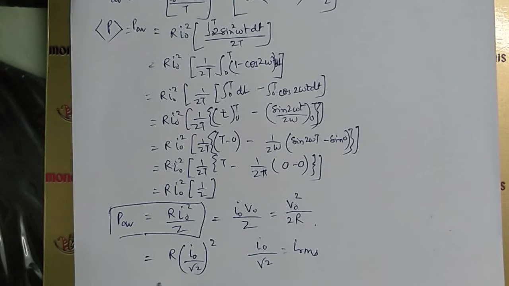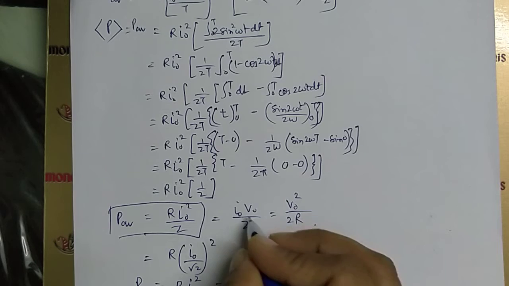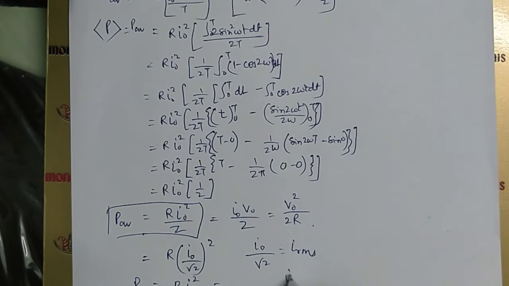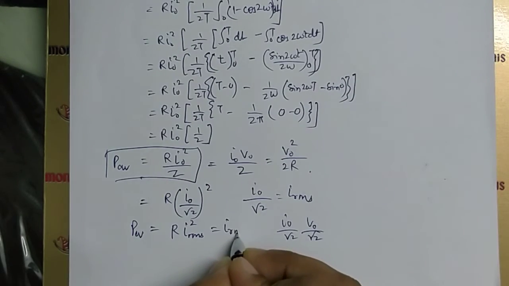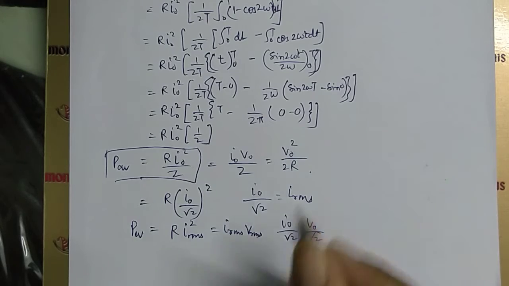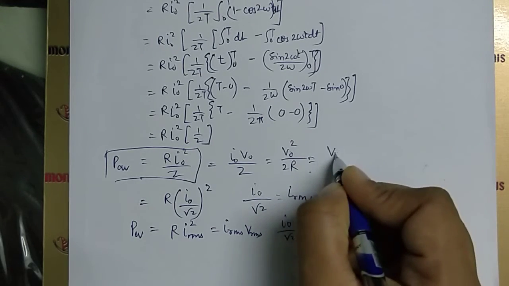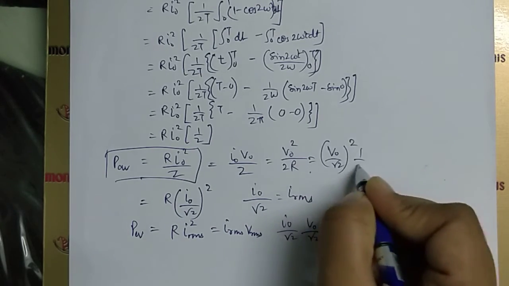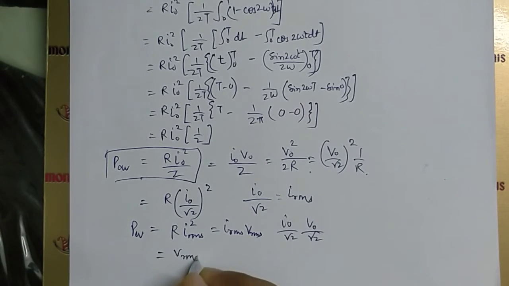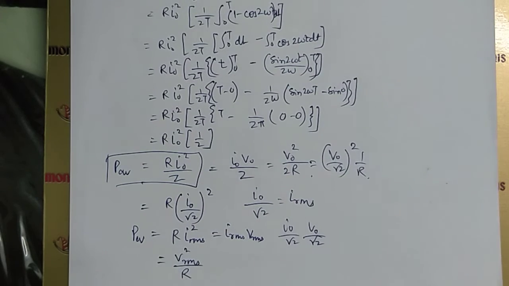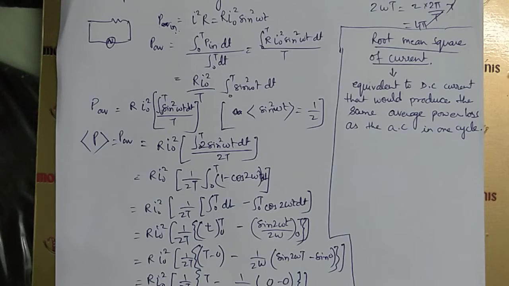So this can be written as R into IRMS square. Okay, average power. This I can write as I naught by root 2 times V naught by root 2. So it becomes IRMS VRMS. And here if I take this, it can be written as V naught by root 2 whole square times 1 by R. So this will become VRMS square by R. So any of the three formulas is possible.